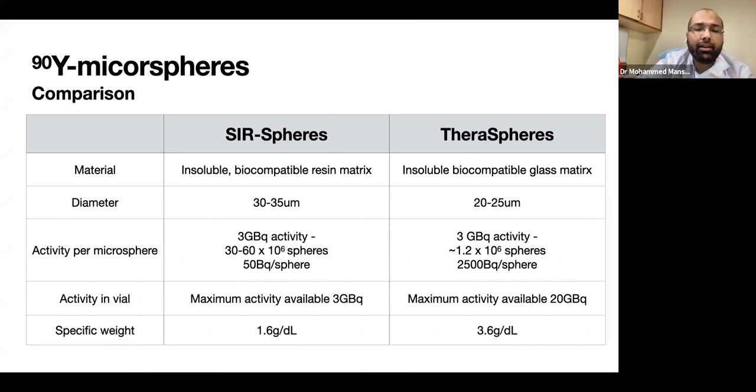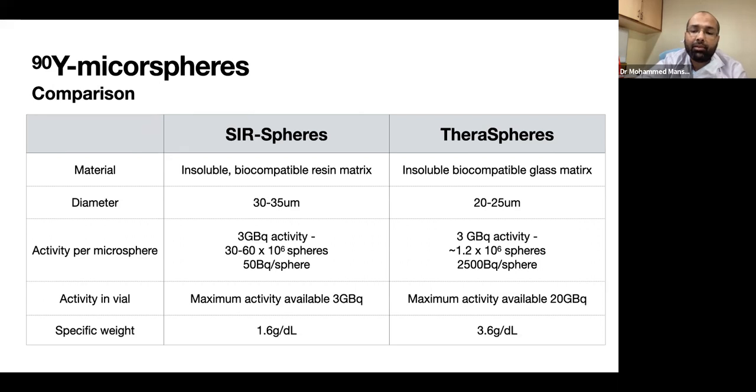Now, hypothetically, what we see is TheraSpheres are good in treatment of hepatocellular carcinoma where the tumor size is not large, and since their specific activity is high, you have less particles. Less particles injected, which causes less of reflux and more of stability.